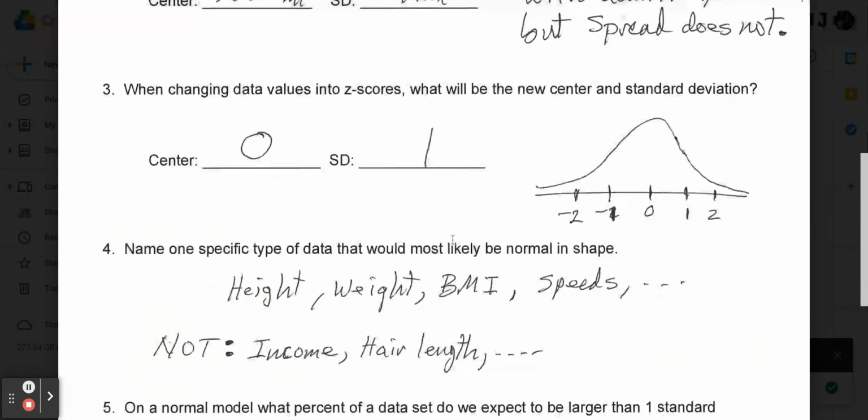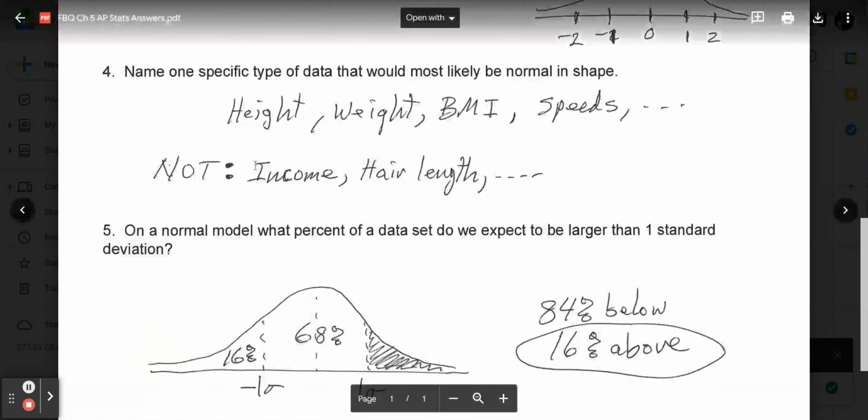And number 4, type of data that would be normal in shape. Height usually is, weight, body mass index, speeds of certain things. There's all kinds of them, but some are tricky. Some you think might be, but really are not.